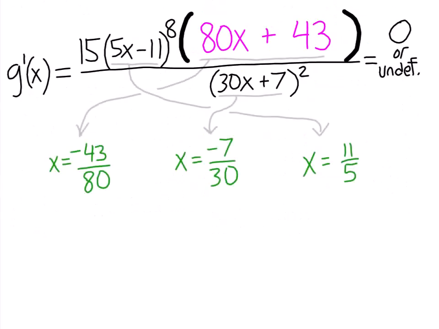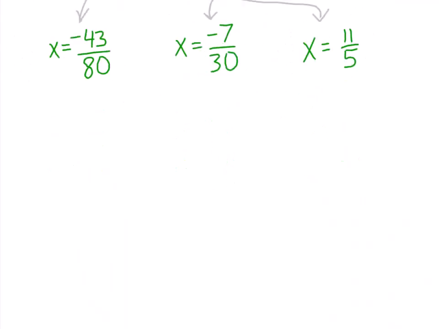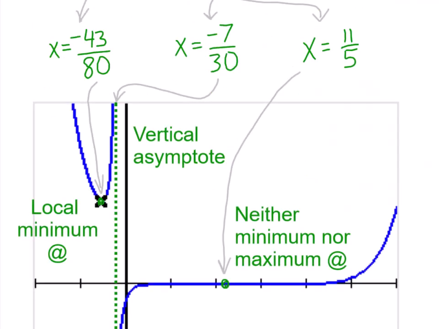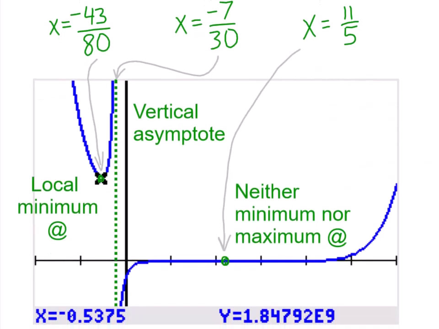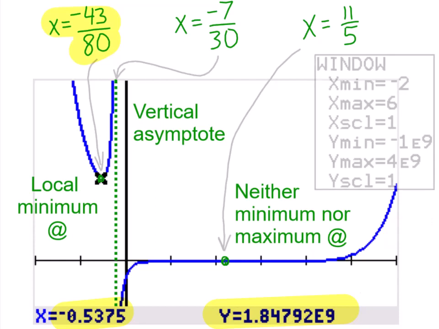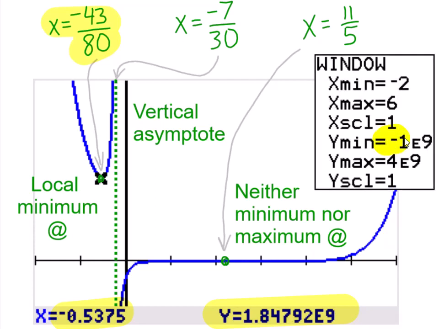Here are the critical numbers and or asymptotes that result. And on the calculator, this is what you should have seen. And again, when you trace to the critical number at negative 43 over 80, that's this number here in decimal form, you get a really large number, 1.848 E9, and that guides you to setting some window settings intelligently. That might instruct you to set these window settings for your Y min and Y max, or at least something comparable. All right, hope all that made sense.